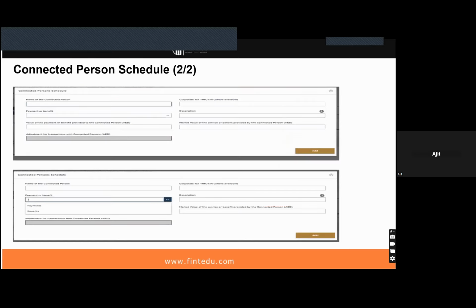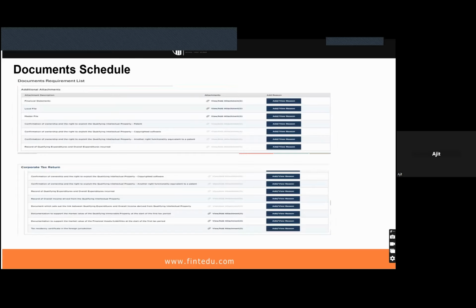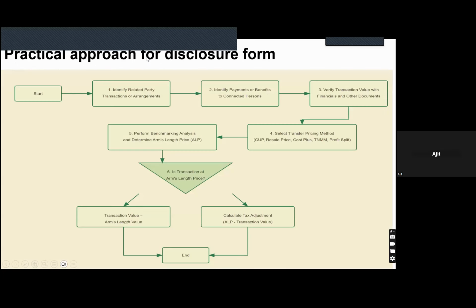So this is the related party schedule and connected person schedule. Now the documentation schedule. Broadly, from a transfer pricing perspective, there are three documents: local file, master file, and financial statement. We already discussed this. There is a feature where you can add a comment if the local file is not applicable. So these are the overall three sections of the disclosure form.